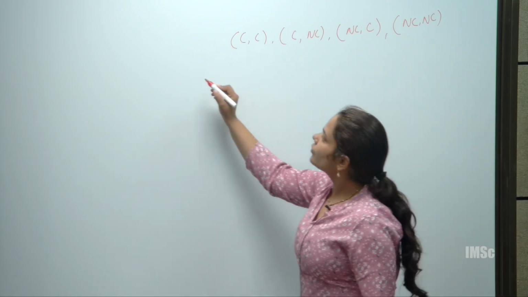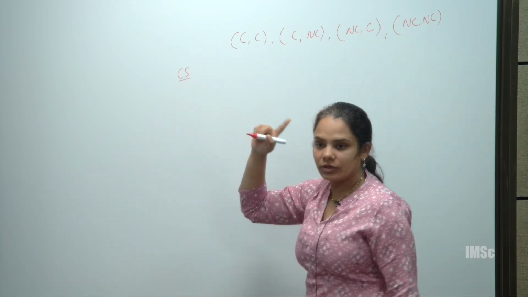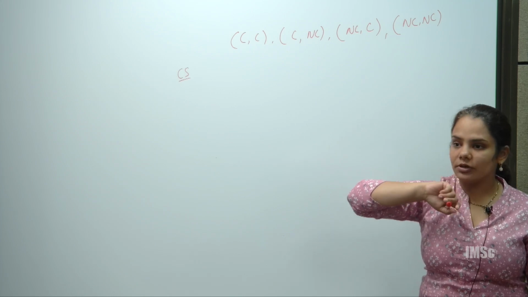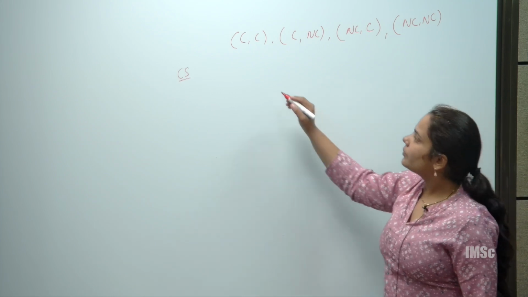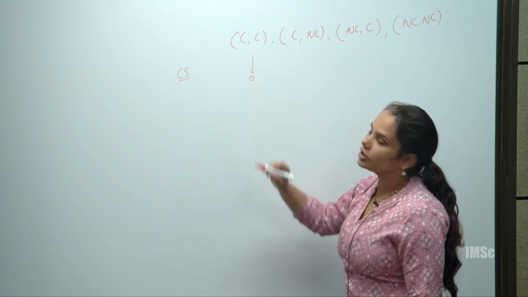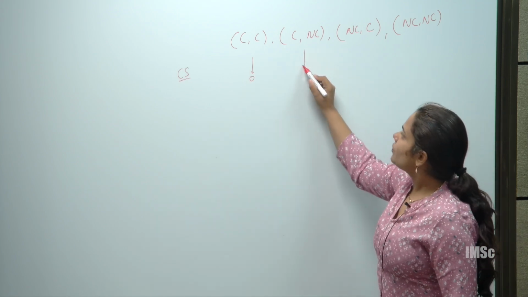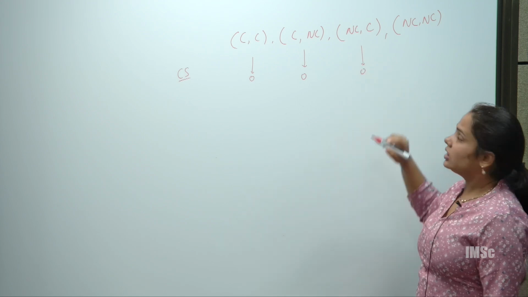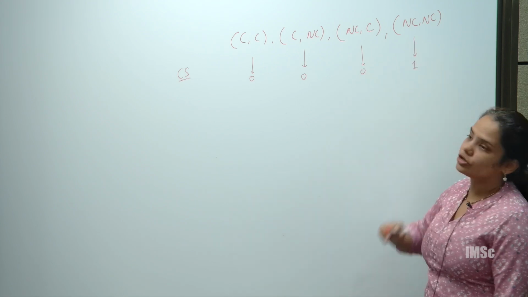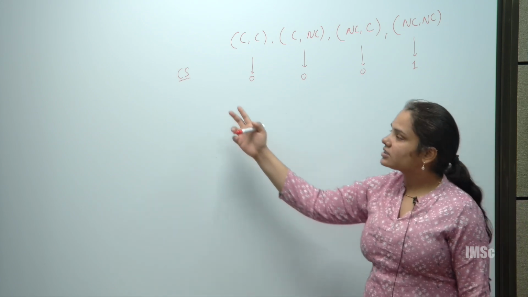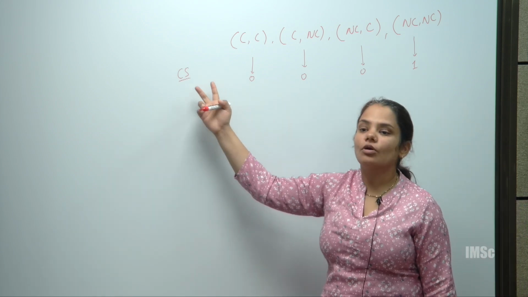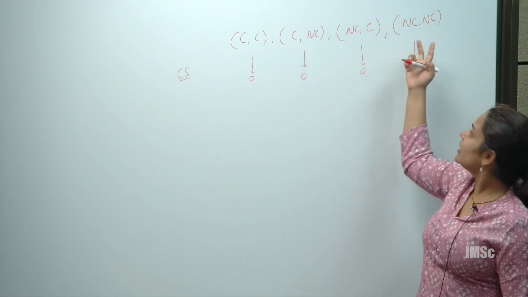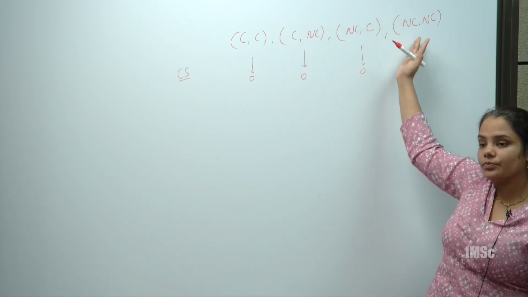When I talked about my contract signing first, in the first CS, what was the probability distribution? I was assigning 0 probability to C, C, 0 probability to C, NC, 0 probability to NC, C, and probability 1 to NC, NC. So the first contract that we saw was also a correlated strategy, where both players end up playing NC, NC. This is the strategy profile that I am choosing.